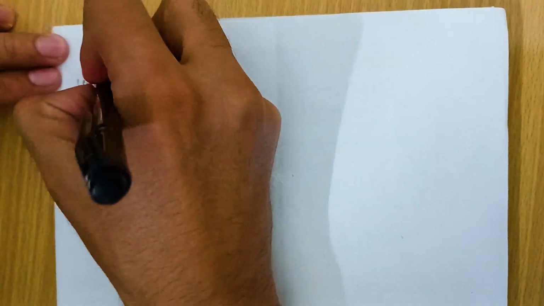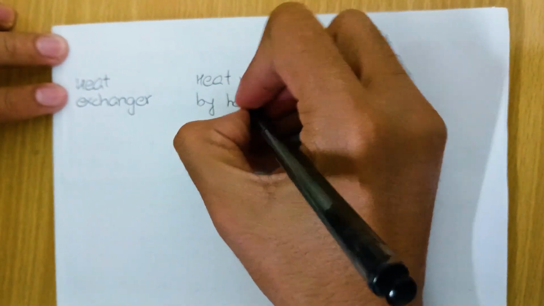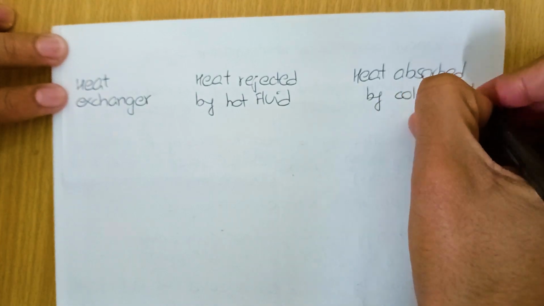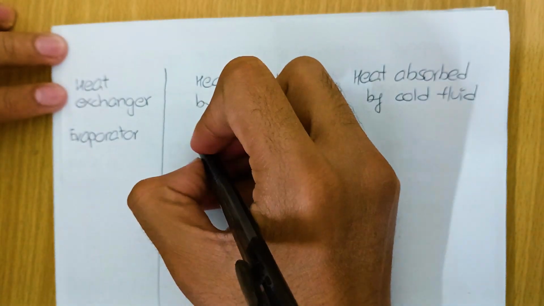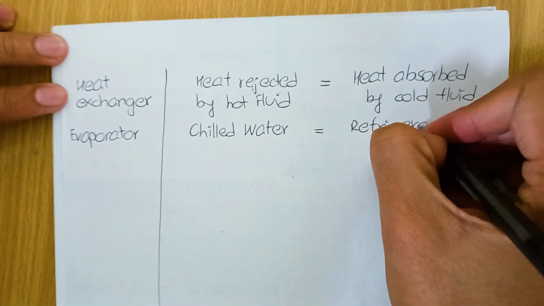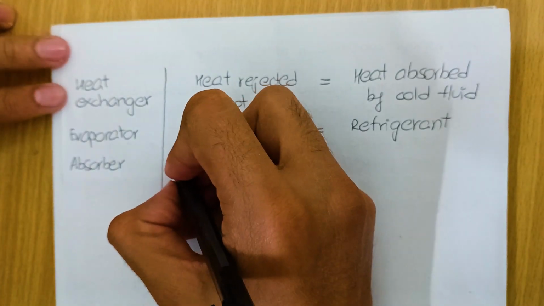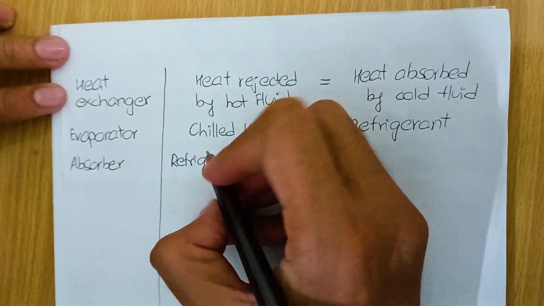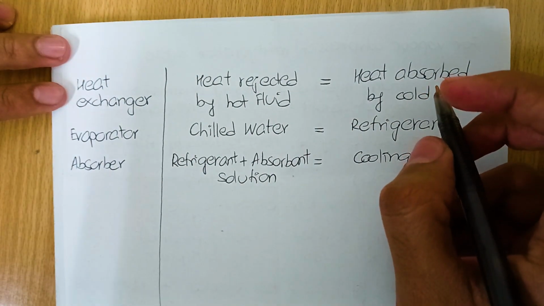As we know that in a heat exchanger, heat rejected by hot fluid is equal to heat absorbed by the cold fluid. Now, if I relate this equation with heat exchangers present in chillers, we come to know that in evaporator, heat rejected by chilled water is equal to heat absorbed by the refrigerant. In the same way, in case of absorber, heat rejected by refrigerant absorbent solution is equal to heat absorbed by the cooling water.